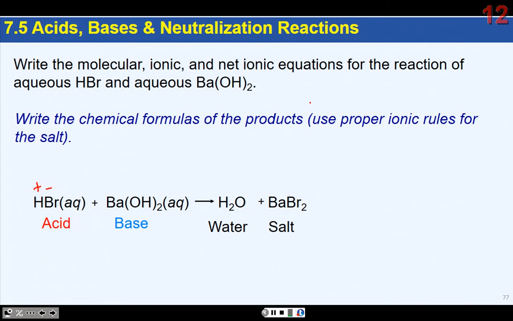Hydrogen ions are +1 in this context. Bromide is -1. Barium is +2, which is why there are 2 hydroxides with it. And if you combine hydrogen with hydroxide, that makes water. And the barium with the bromide, you get BaBr2 because of the +2 charge on the barium. There you go. Acid plus base makes water and a salt.